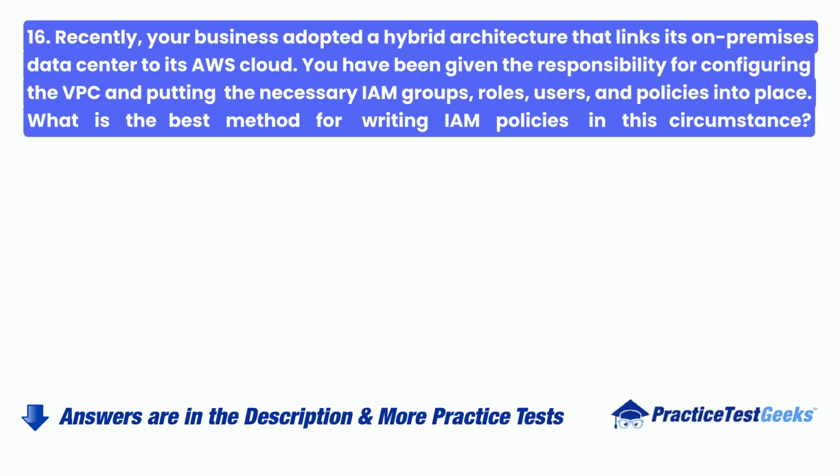Recently, your business adopted a hybrid architecture that links its on-premises data center to its AWS cloud. You have been given the responsibility for configuring the VPC and putting the necessary IAM groups, roles, users, and policies into place. What is the best method for writing IAM policies in this circumstance?